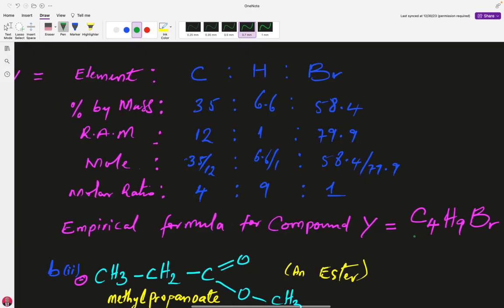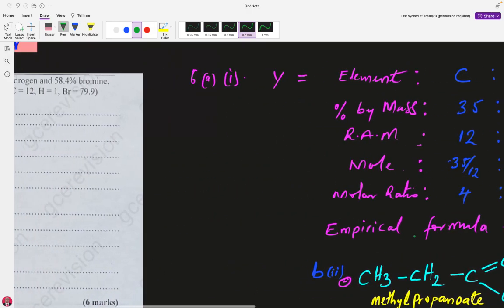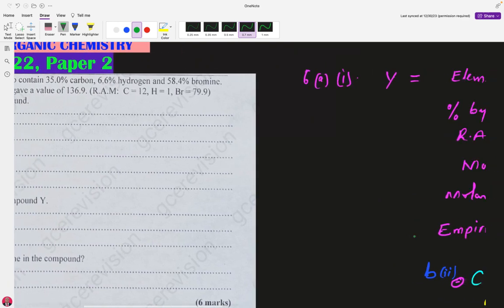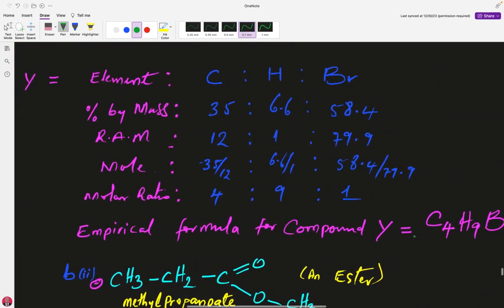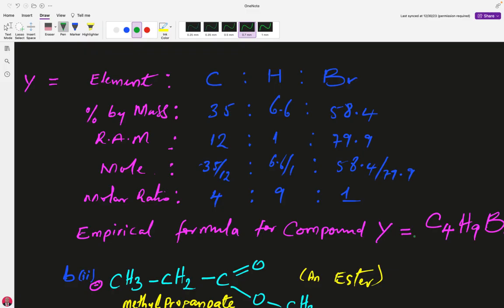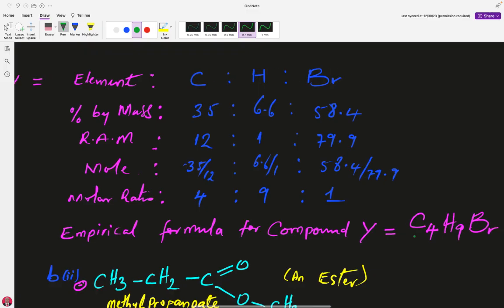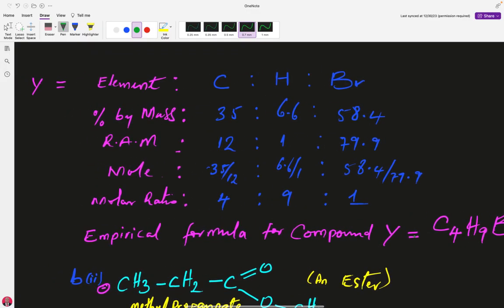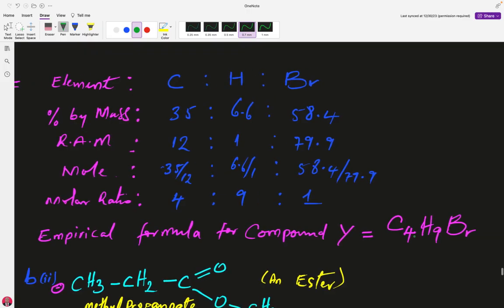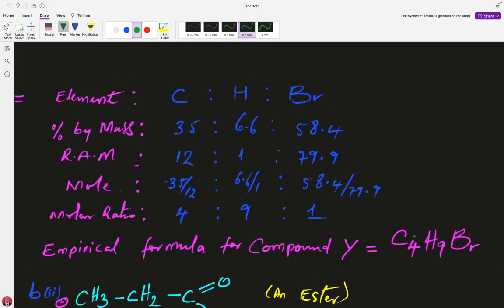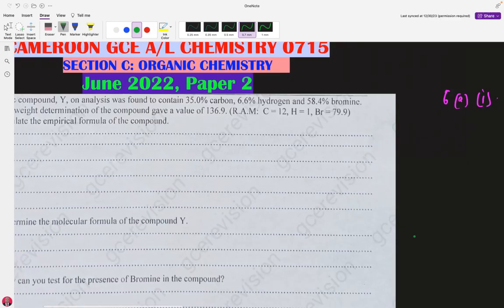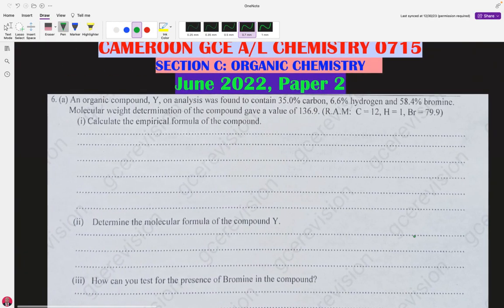Now we will have to go to the second part of it. If you did this work here, and state that the empirical formula for compound Y is this, you will have all your scores outlined like this. Thank you for watching. Now let's go to the second part of it. The second part is asking us to do what? Determine the molecular formula of the compound Y.